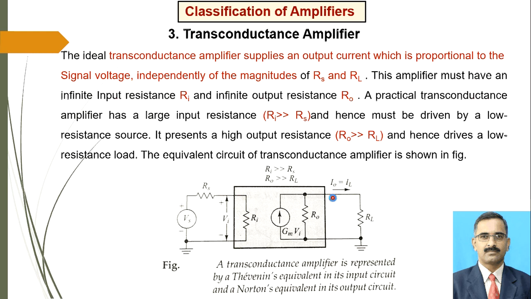Remember that. Here, Thevenin's equivalent circuit is considered at the input side, and Norton's equivalent circuit is considered at the output side. Here the input resistance Ri and output resistance R0 are very large. The current you get at the output side is proportional to the applied source voltage signal, right? Remember that.